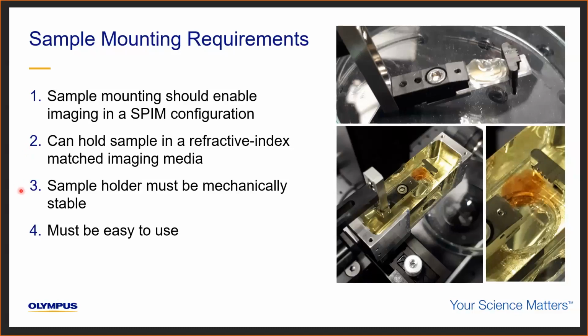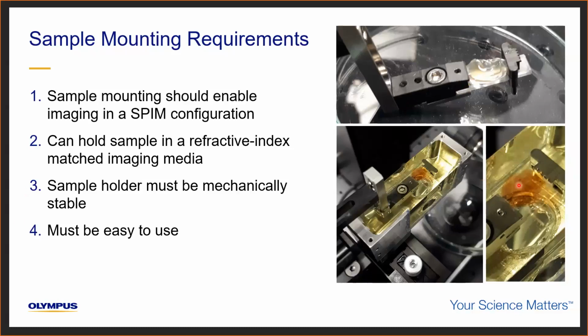If you're using fixed, cleared samples, the sample holder should also be able to hold the sample in refractive index matched media, such as the X-Clarity system. Finally, the sample mounting system needs to be easy to use because you're going to do this over and over. Now, on the right are some examples of mouse brain and kidney that are held in alpha-3 sample mounts.